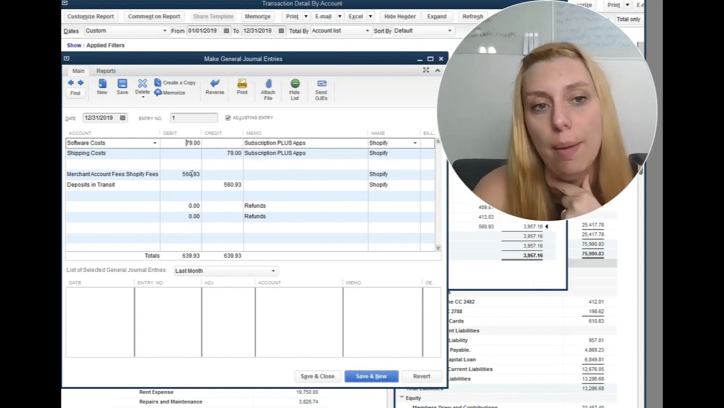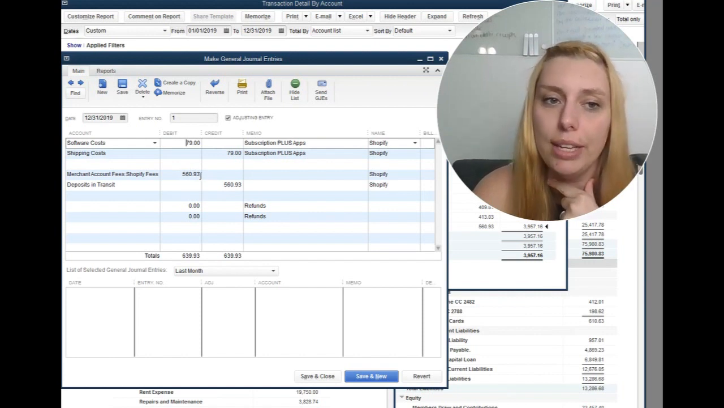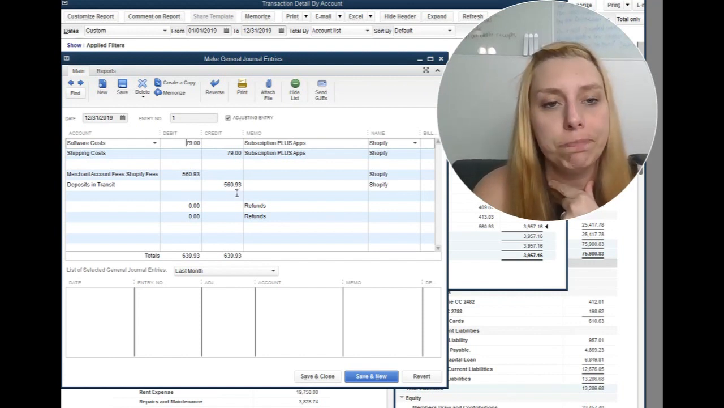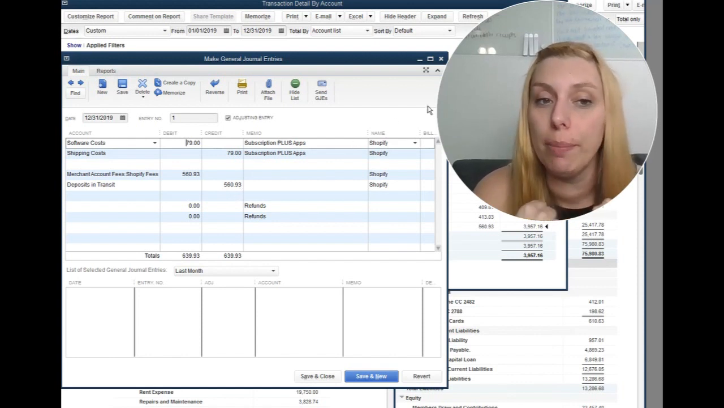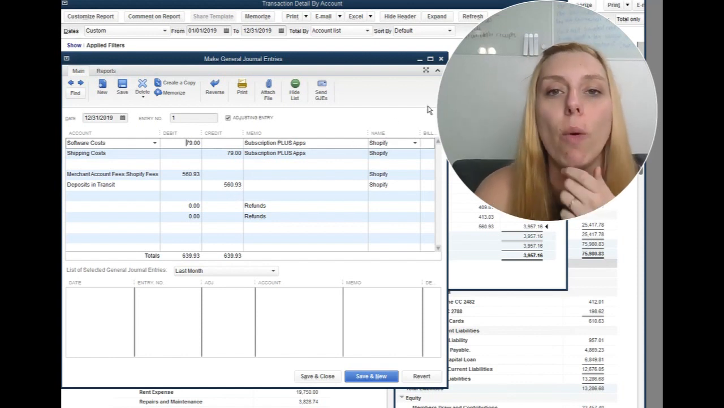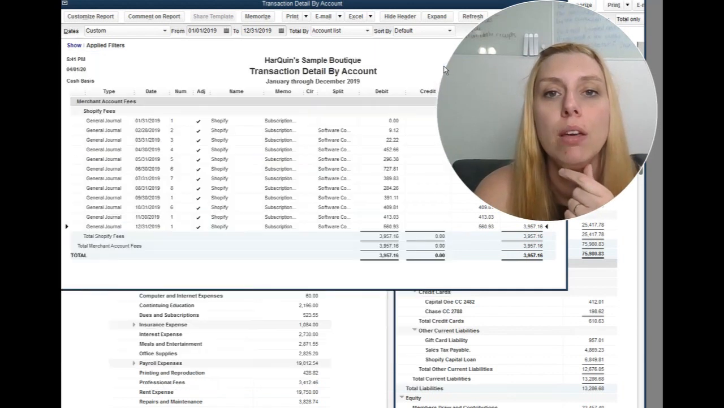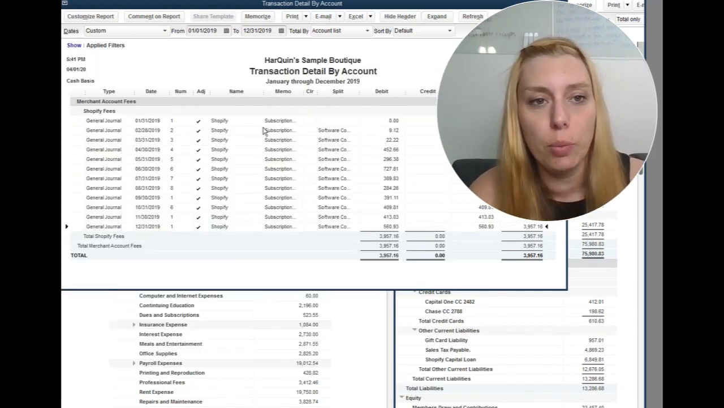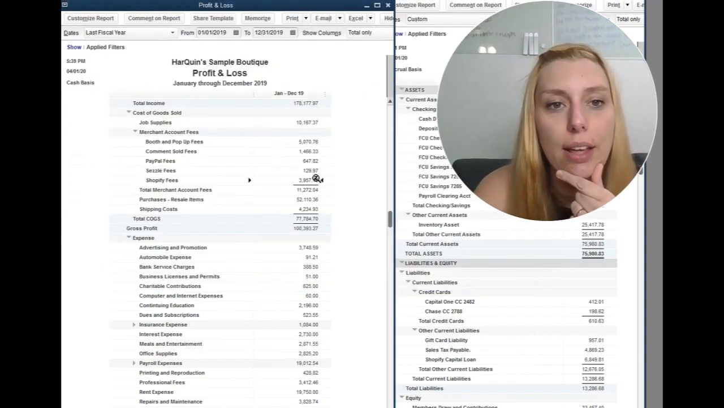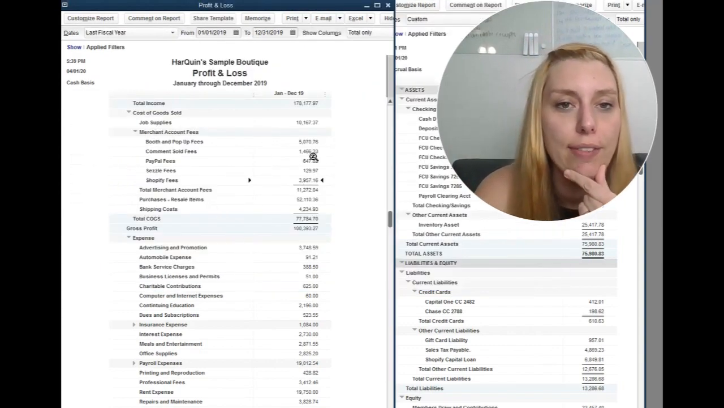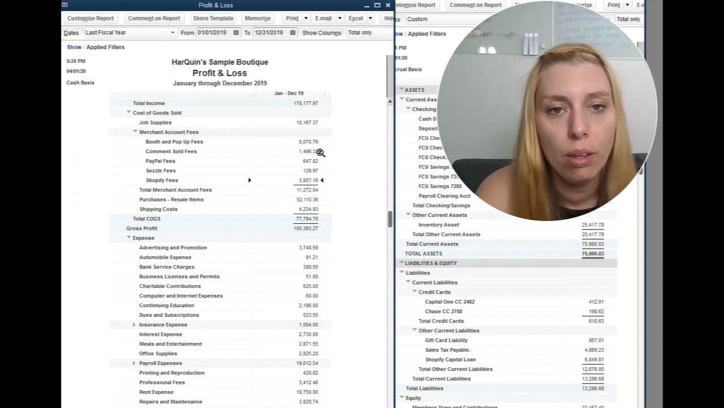So this is us raising the merchant account fees and lowering deposit in transit, saying, hey, this money has actually already been received and paid out to Shopify for merchant account fees. As you can see, we have one per month. We always did it on the last day of the month, but you can tell that we do it for every single platform.